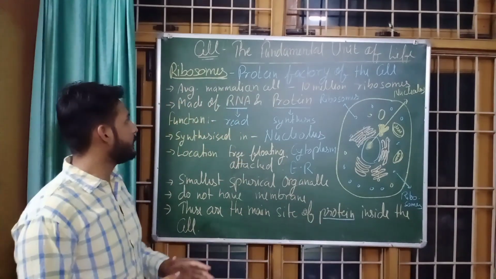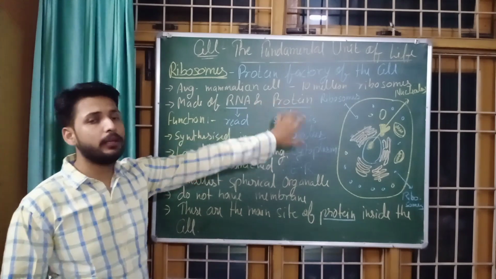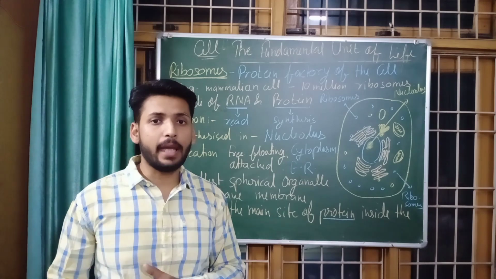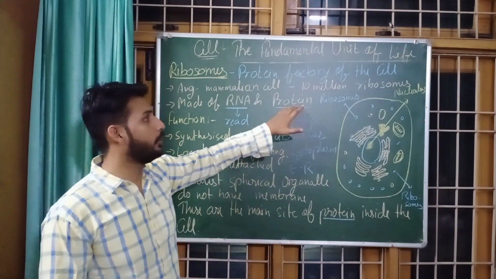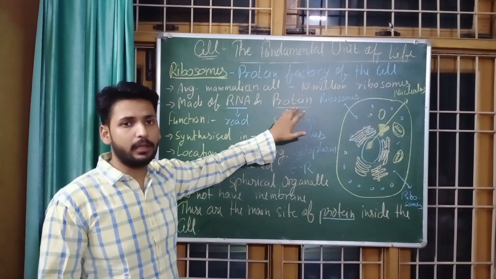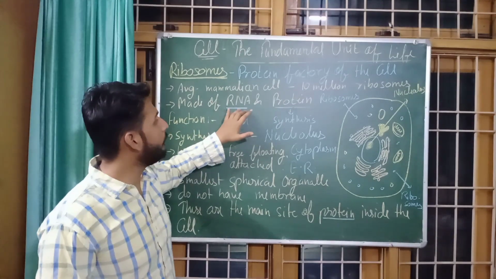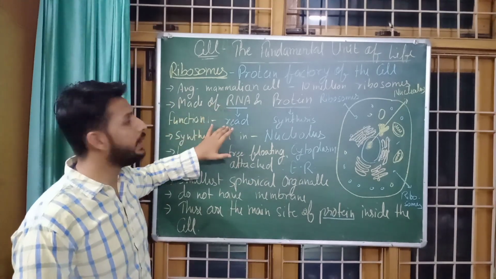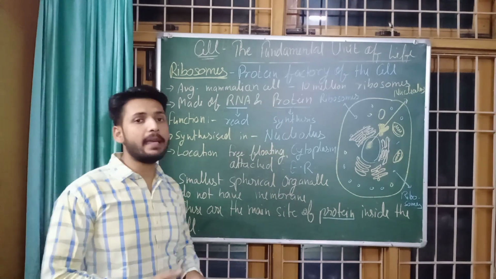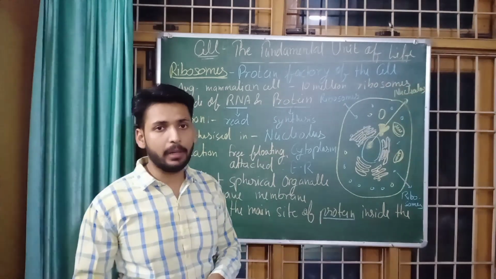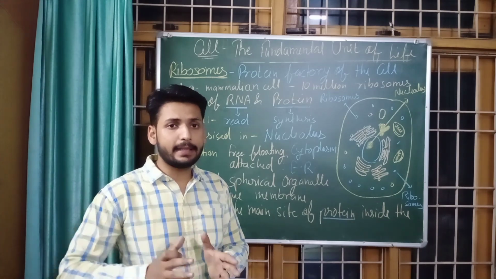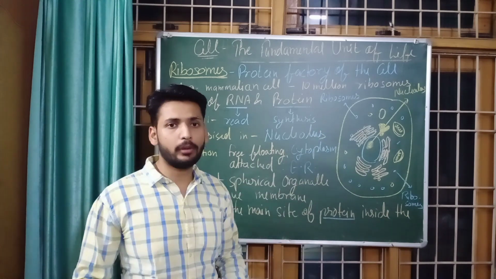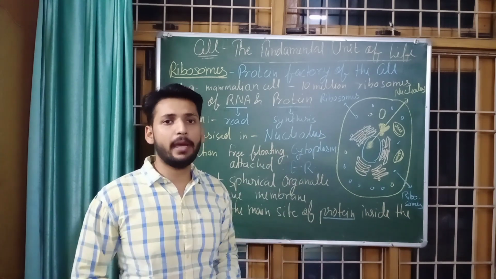Actually, ribosomes are made up of RNA and protein. RNA, ribonucleic acid, and protein are bodybuilding material, you already know. So these are made up of RNA and protein. What is their function? Their function is to read RNA and synthesize the protein. It reads the mRNA, and from there it synthesizes the protein, forms a chain of amino acids. Proteins are long chains of amino acids only.